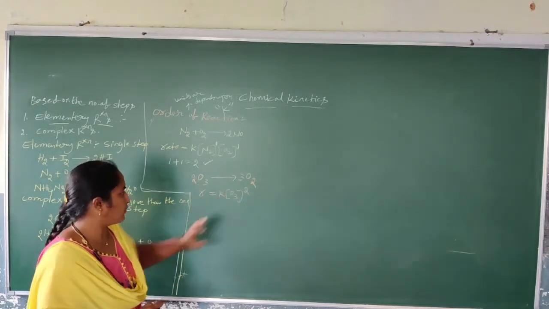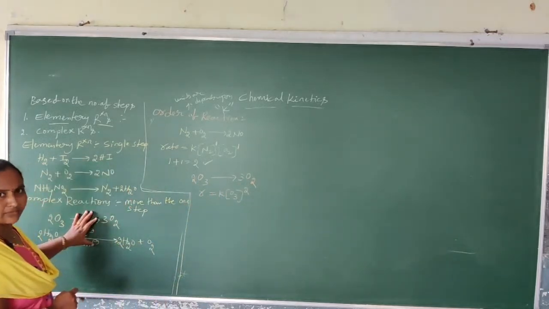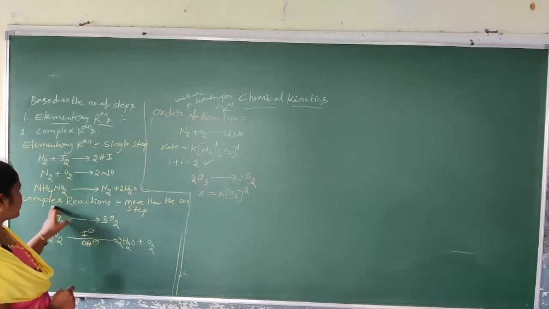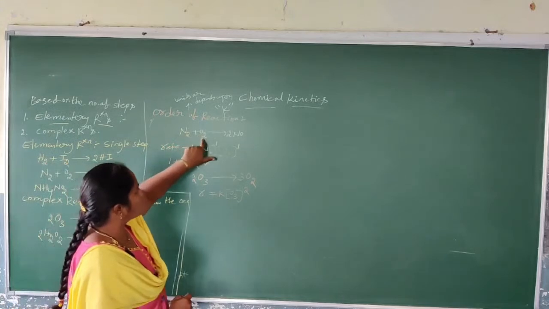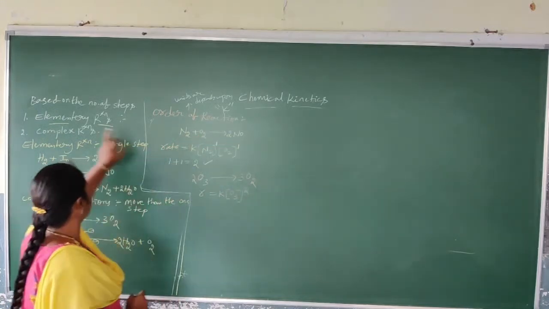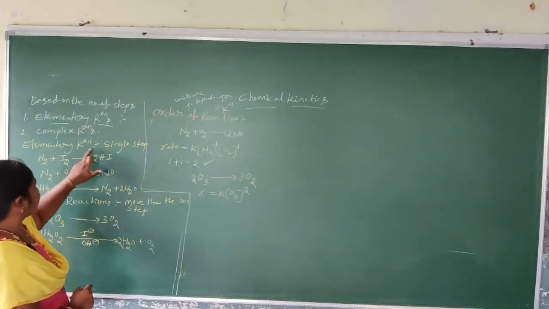O3 is converted into O2. Which type of reaction is this example? Complex reaction. N2 and O2 react with each other to form NO. That is an example of an elementary reaction.